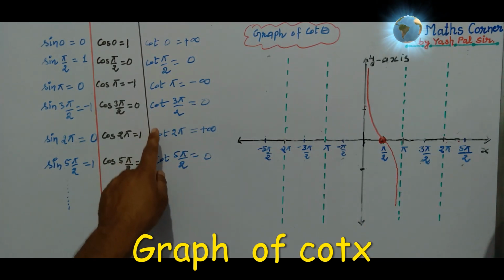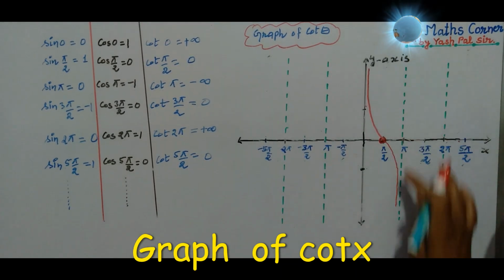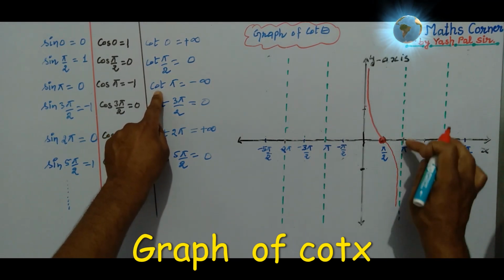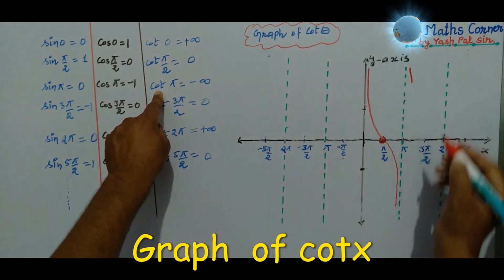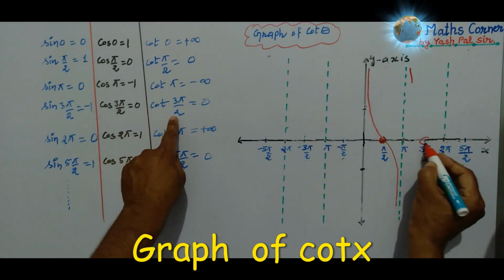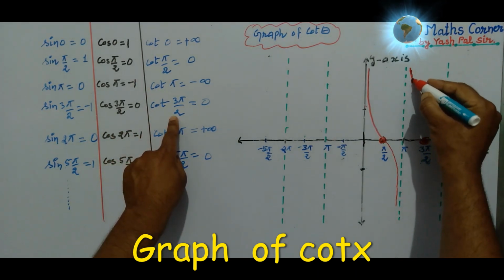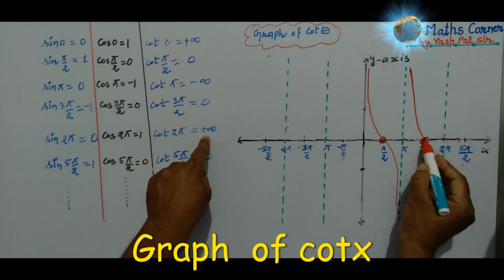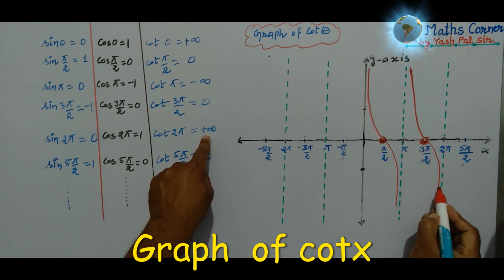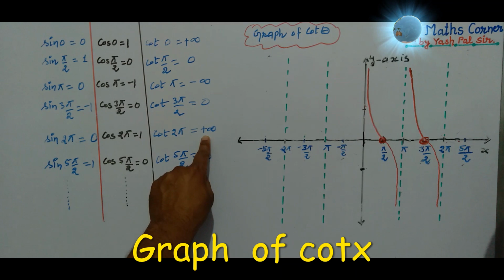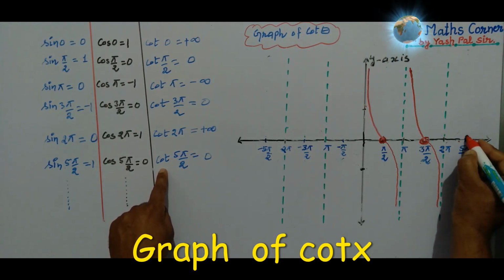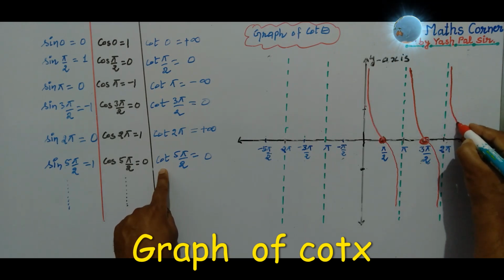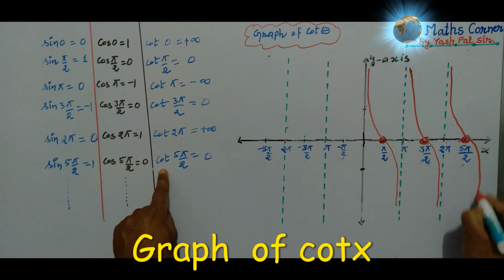Again, this whole line is plus infinity at the next point, so we start with infinity. At 3 pi by 2 this is 0, so it passes through this point. So we have now again like this. At 2 pi again infinity, so we draw, and this will never touch this dotted line. Cotangent 5 pi by 2 is again 0, so the graph will be like this, passing through like this.